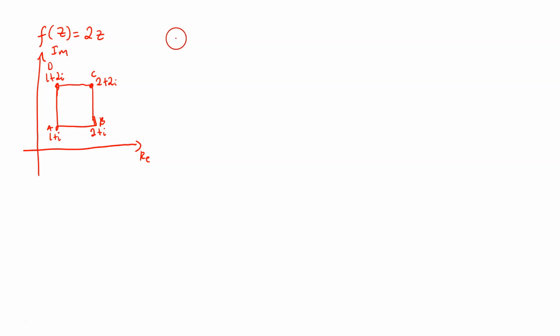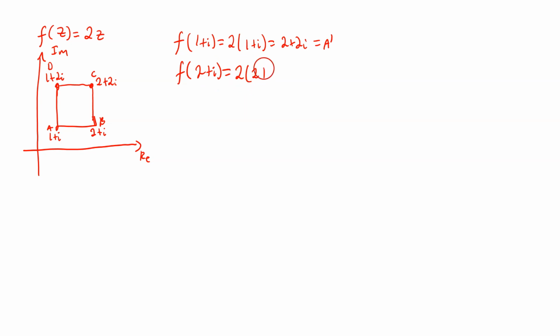Keep that in mind. So I'm just going to find the images of the points by plugging them into the function. So 1 plus i, what's the image of that? It's 2 times that. So that would be 2 times 1 plus i, which is 2 plus 2i, you see? Next. So I'm going to call this point A prime. Then after that, let's do f of 2 plus i. That's going to give me 2 times 2 plus i. But that's just 4 plus 2i. I'm going to call this point B prime so I can mark it.